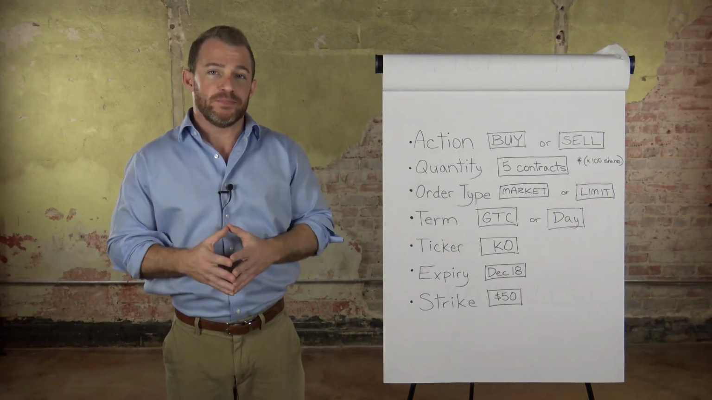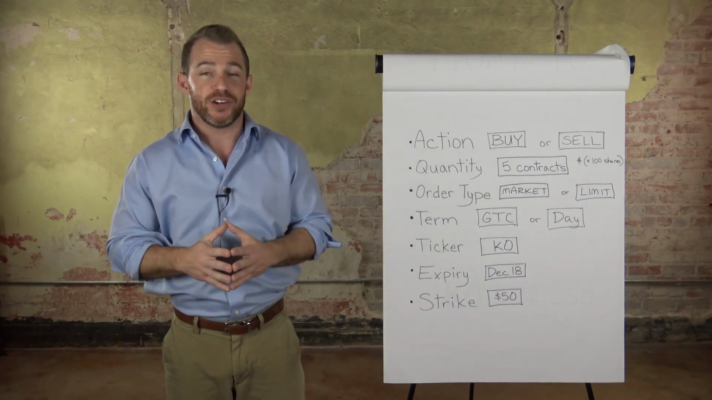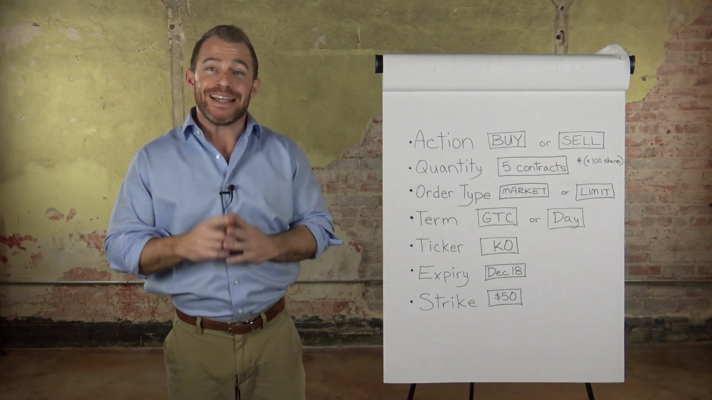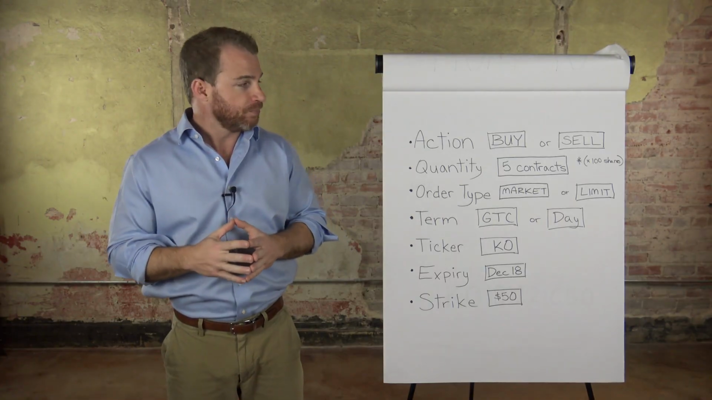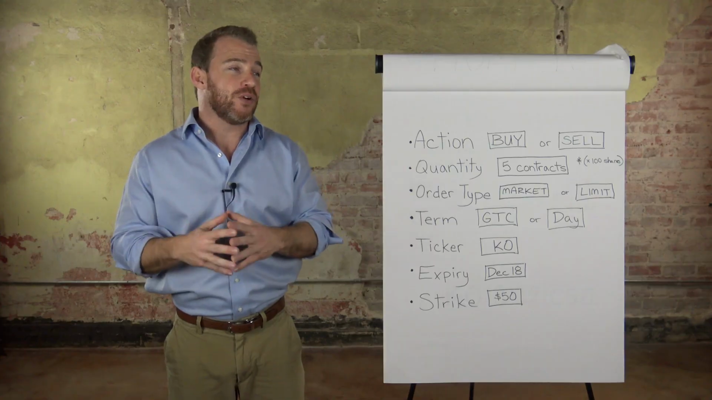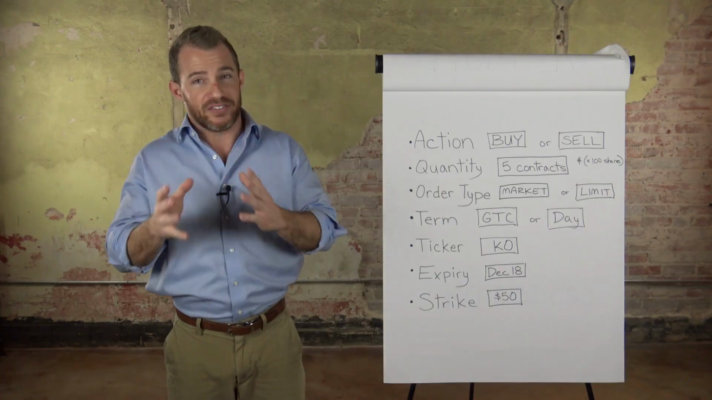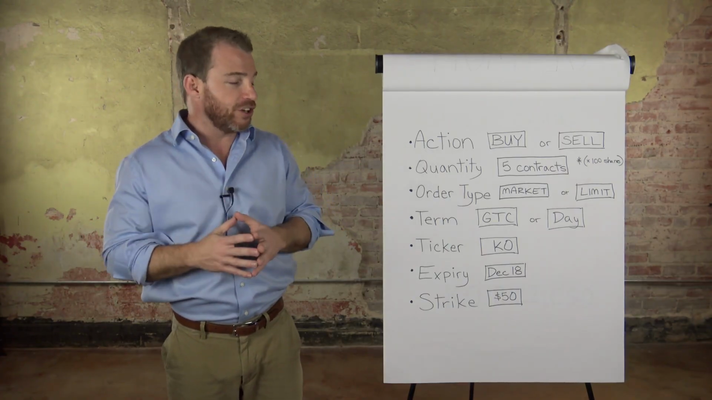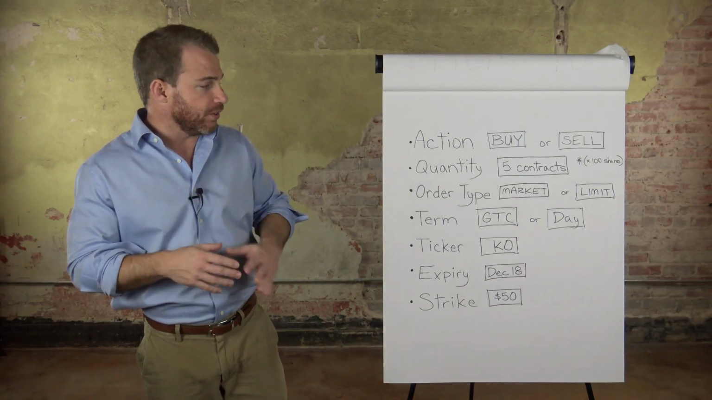Next thing is the quantity. Now with stocks, you choose the number of shares, whether it's 50, 100, 1,000 shares. With options, you're choosing the number of contracts. And remember, each contract represents 100 shares of stock. So if you're buying a $5 call option and you think, I want to invest $50, I'm going to buy 10 of them. No, you invested $5,000. So just remember that each contract is 100 shares, and you're choosing the number of contracts that you want to purchase or sell.